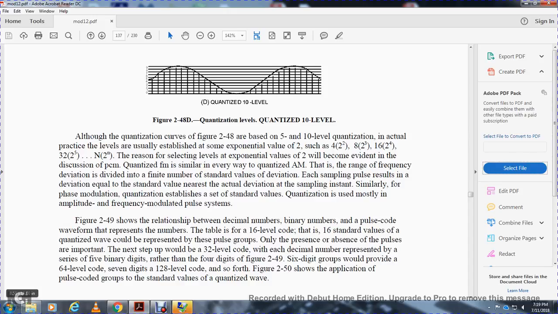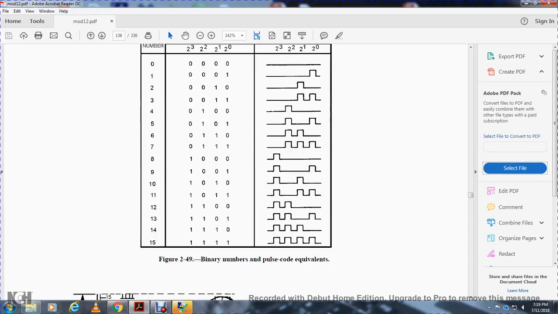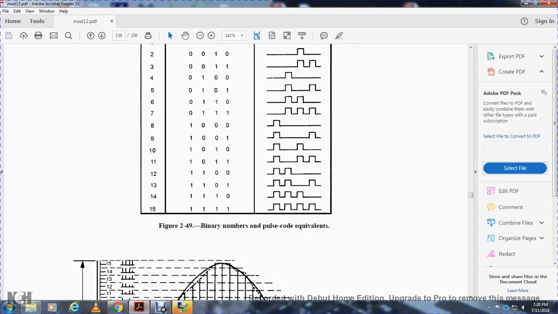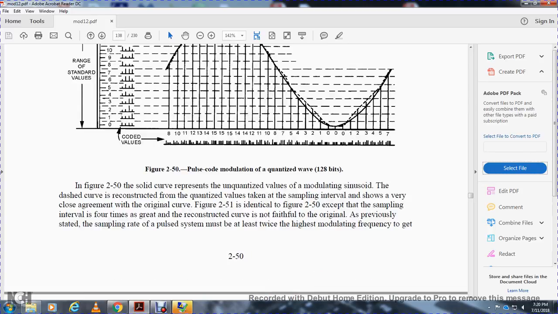Figure 250 shows the application of the pulse code groups to the standard values of the quantized wave. Decimal numbers 0 through 15 show the binary equivalent and the pulse code waveform, with ranges of standard values and code values. In figure 250, the solid curve represents the unquantized value of the modulating sinusoidal curve, and the reconstructed quantized value is taken at the sampling interval shown. Figure 251 is identical to 250, except the sampling interval is four times greater, so the reconstructed curve is not faithful to the original.